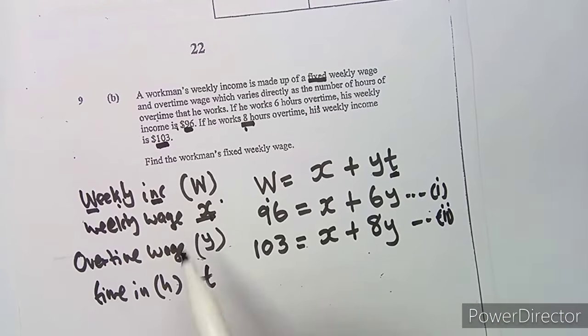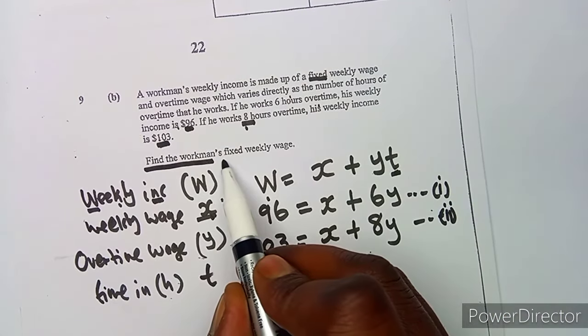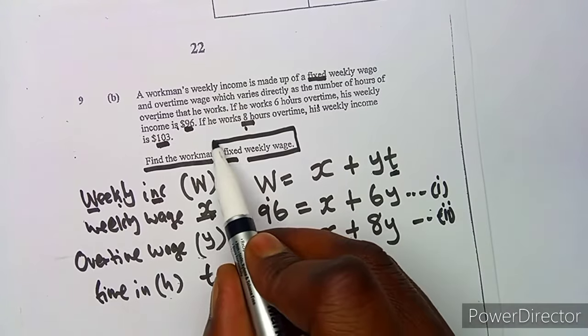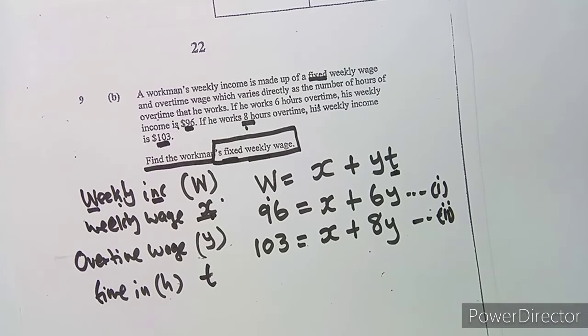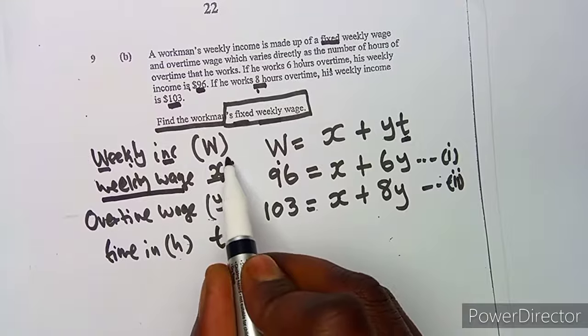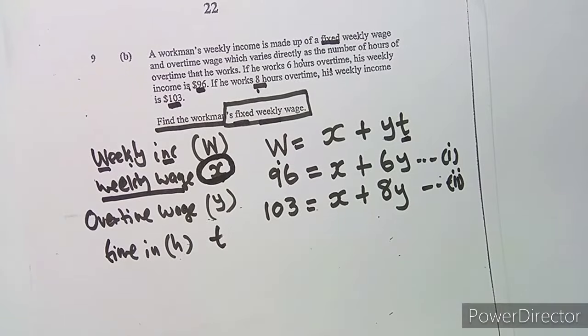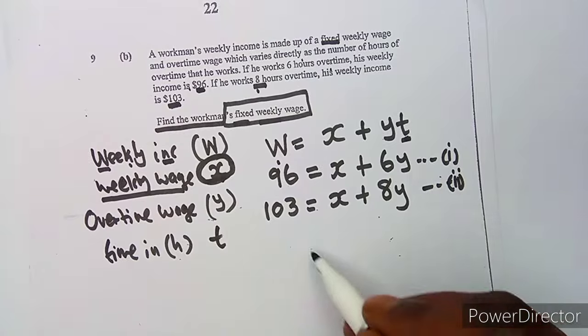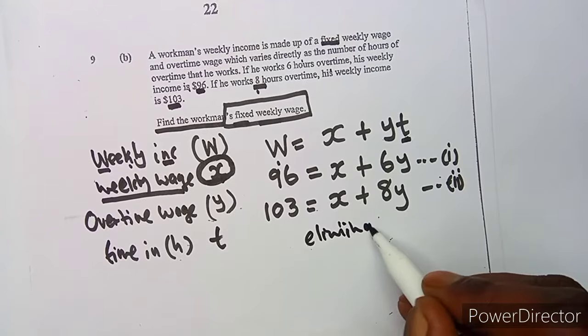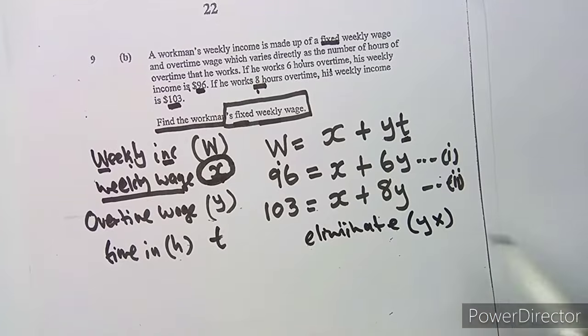From these equations, we want to find the workman's fixed weekly wage. Answer the question, guys: we want to calculate the fixed weekly wage, which in this case is X. So simply the question is saying calculate the value of X. We are not calculating any other value but X. So how can we calculate the value of X? Do we have to find the value of Y? Yes, you can do that, but since I just want to calculate X, I can simply eliminate Y. So how can I eliminate Y?